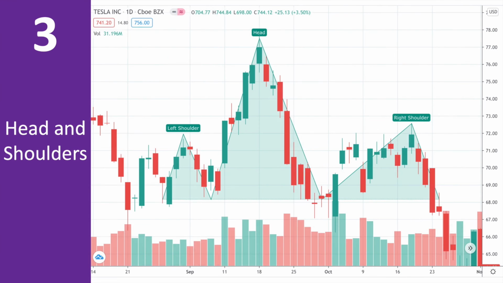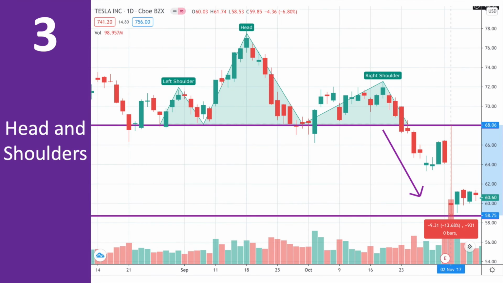Here's an example of a bearish heads and shoulders pattern from the Tesla stock chart. The breakout happens on the 23rd of October after the pattern has been formed. So our entry point would be that for a short trade. And the price falls well over 10% over the course of the next week.